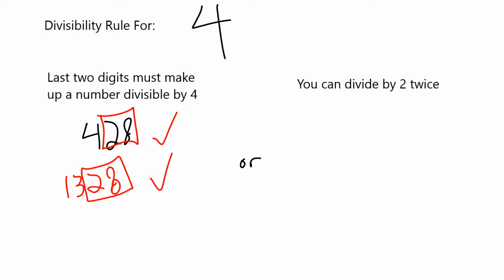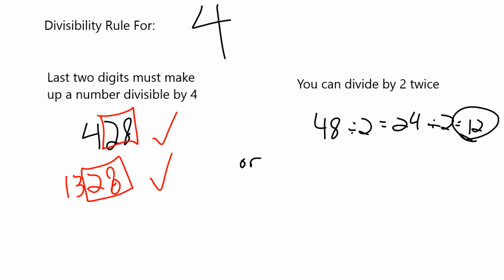If you have a calculator available, the rule I like to use is to divide the number by 2 twice. Take, for example, 48. If I divide it by 2 once, I get 24. If I divide by 2 again, I get 12. If you're able to divide by 2 twice without getting a decimal, the number must be divisible by 4. I like this rule especially when I have a calculator available.